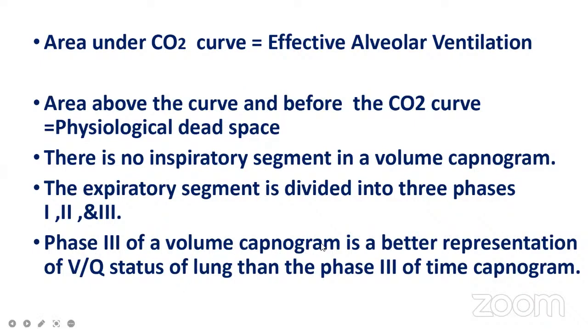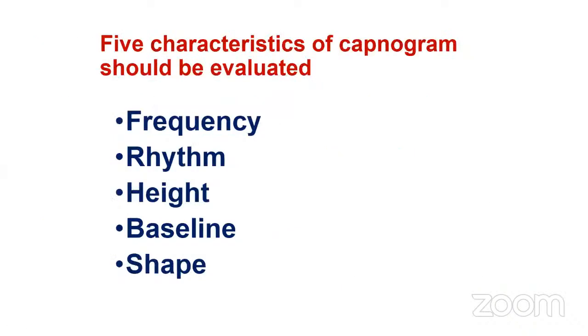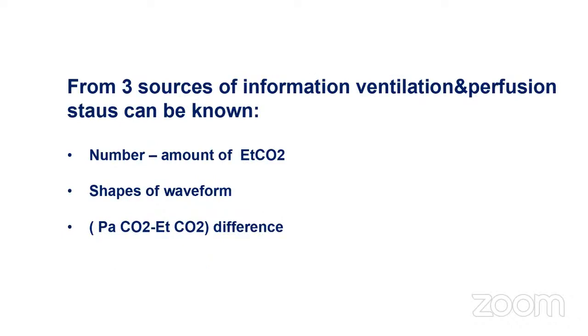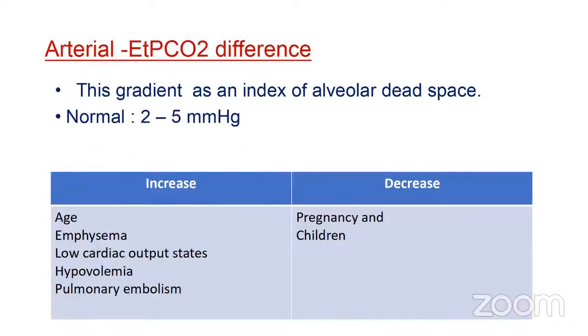Phase 3 of the volume capnogram is a better representation of the VQ mismatch status of the lung than phase 3 of the time capnogram. The 5 characteristics we have to see always whenever we see the capnography are frequency, rhythm, height, shape, and the baseline. So the ETCO2 value, the shape of the waveform, and the PaCO2 minus ETCO2 difference help to know the ventilation perfusion status of the particular patient.